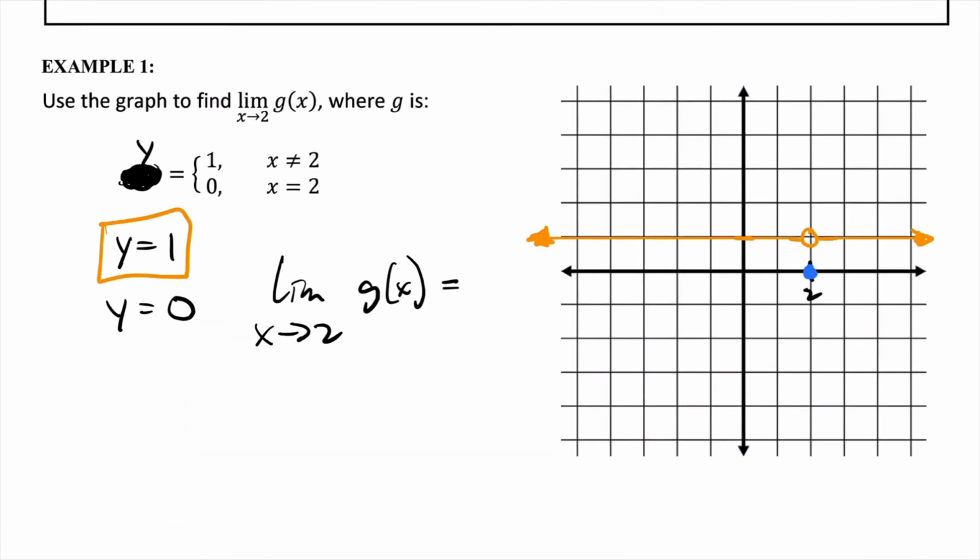Okay, so let's do this. As my finger gets closer, let me do it since I'm recording it. Let me do it on here. So I'm starting over here. As I get closer and closer to 2, what's the y value? 1. Okay, so from the left side, the limit is 1. What about from the right side? Is it the same thing? Am I also approaching y equals 1? Yes. So what's the answer? 1.